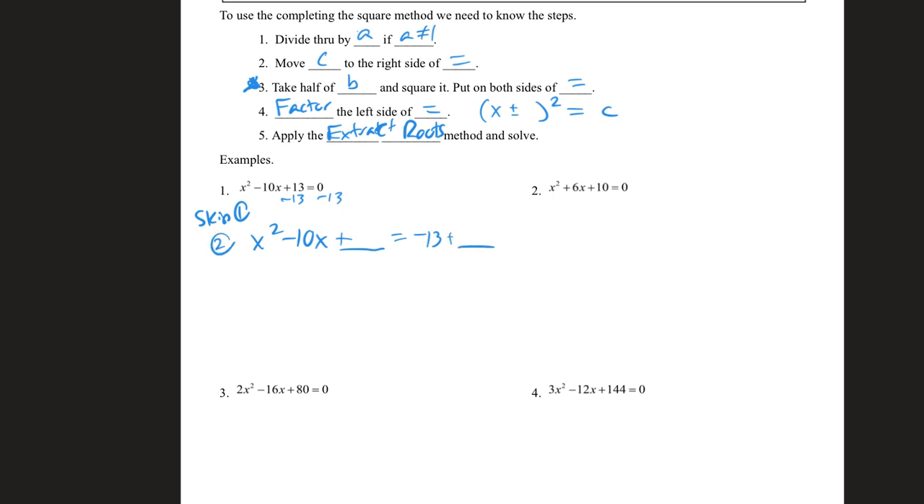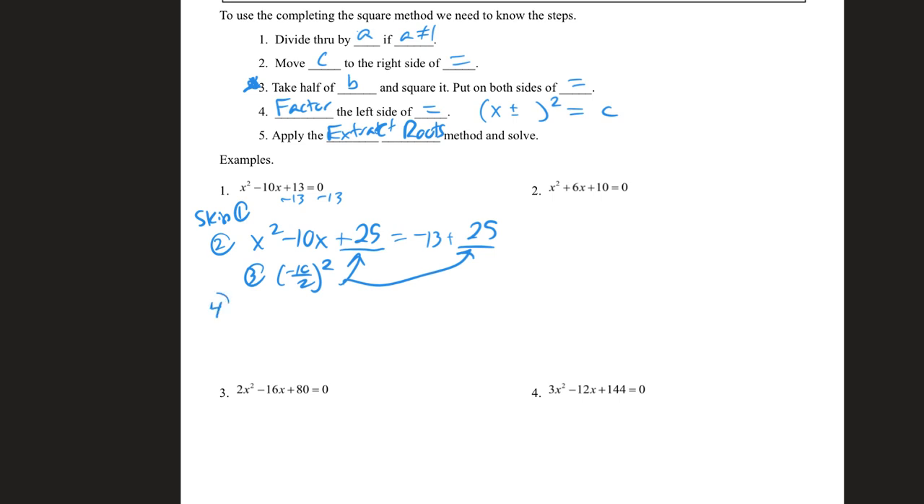So that's step 2, is moving the 13 to the other side. And then this is the third step. I'm going to take half of b. b is negative 10. Half of that is negative 5. Negative 5 squared is positive 25. So I'm adding that to both sides. So that's step 3. Right, I did negative 10 divided by 2 squared and put it in the blank. And it has to go in both sides to maintain equality.